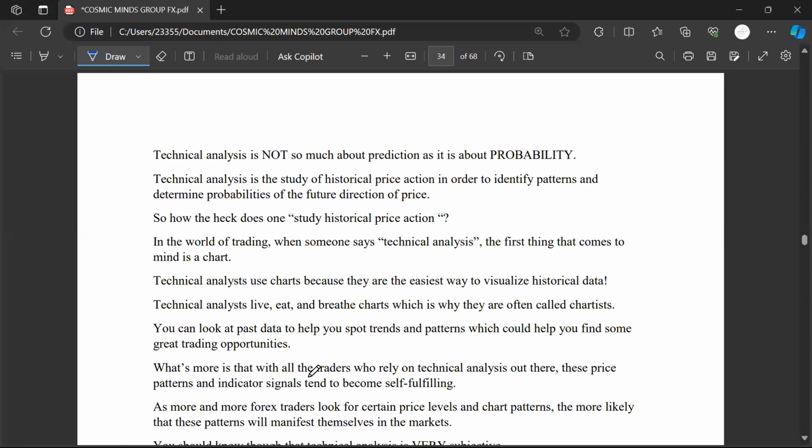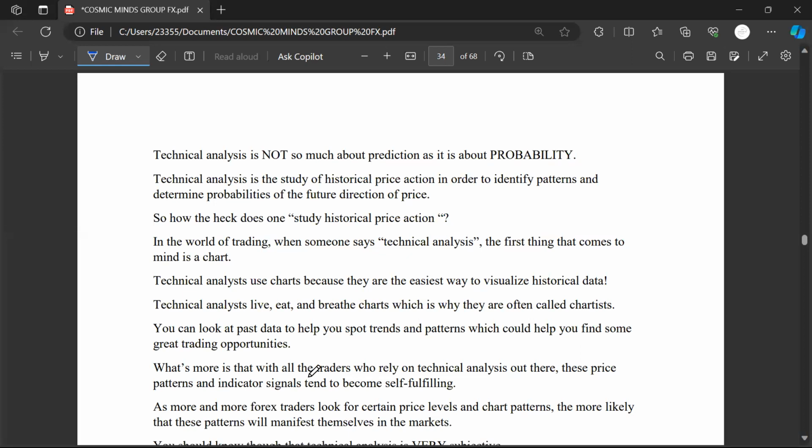Technical analysis is not so much about prediction, it's about probability. In fact, we are not saying it's not about prediction. All we are saying is that it's not so much, but it's still about prediction and then probability. That is it. Technical analysis is the study of historical price action in order to identify patterns and determine probabilities of the future direction of price. So how does one study historical price action? That's what we are going to do.